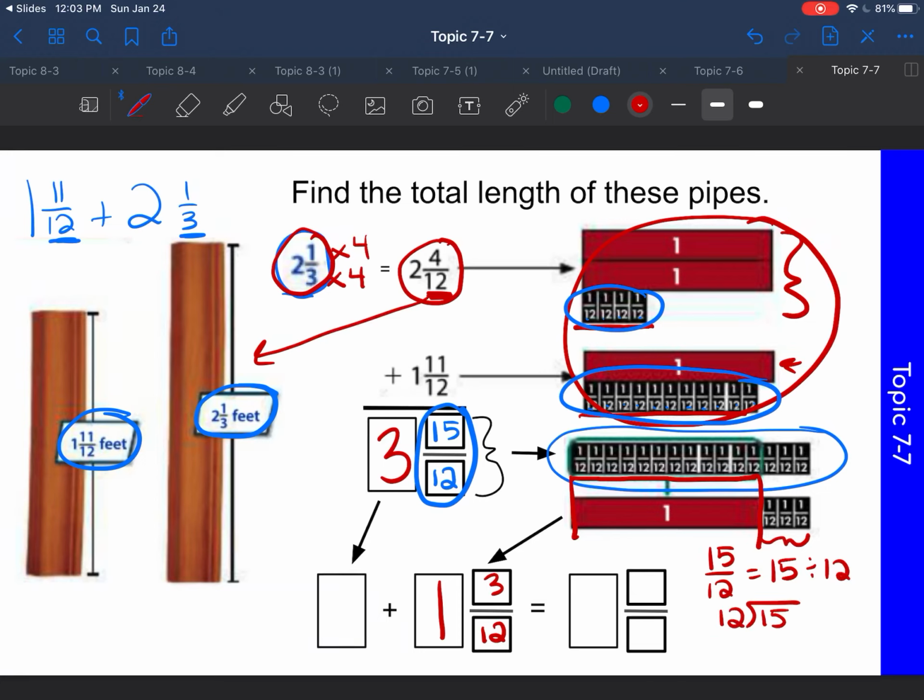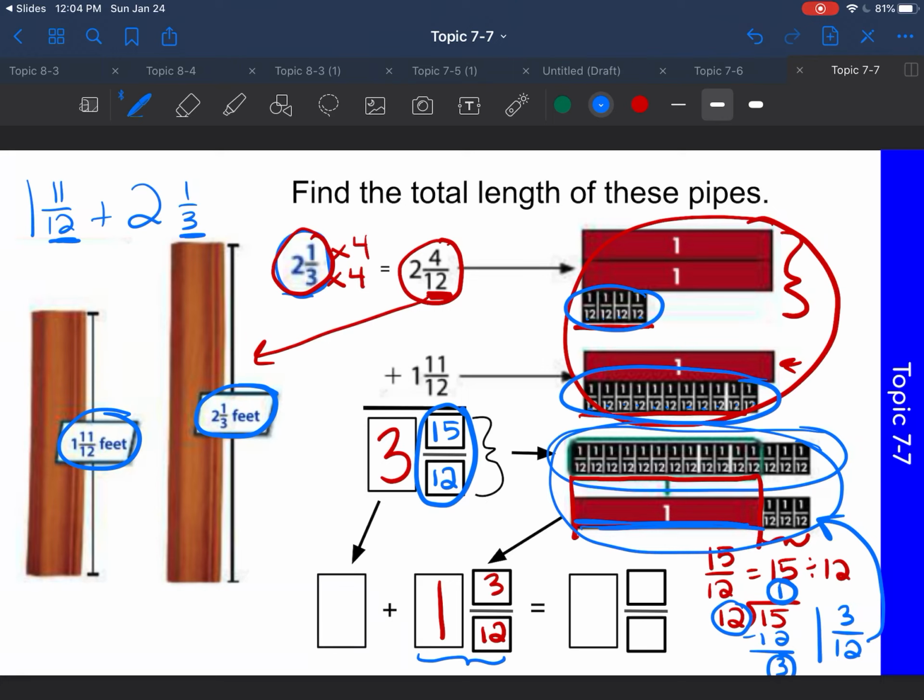15 divided by 12. Well, 12 goes into 15 one time. We get 12, we subtract, and we get 3. So it goes in one whole time with 3 out of 12 left over. And that's the exact same thing that we have up there. Okay, so this is, again, just a visual showing you that the 12 twelfths are equal to 1 whole, and then there's 3 left over. So 15 twelfths is equivalent to 1 and 3 twelfths.